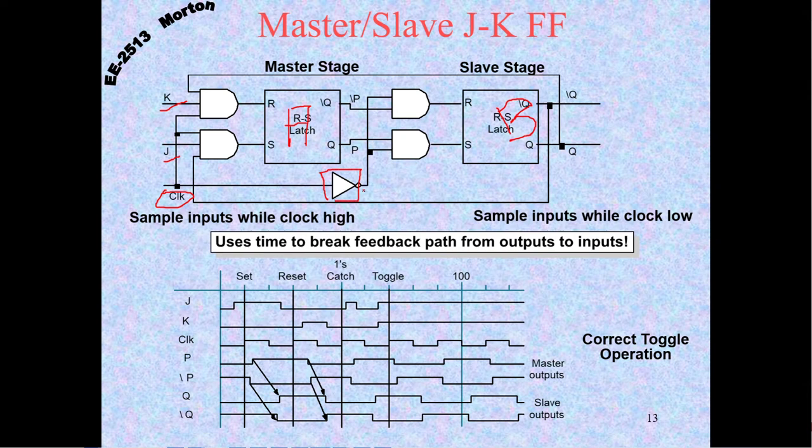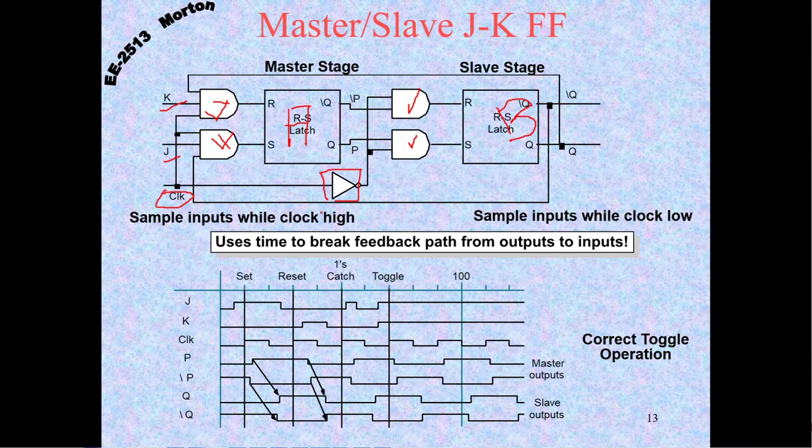So what that means is that at any given time, the set of these AND gates here will be enabled, because clock will be one. Or if this input clock is zero, then over here, these two AND gates will be active, and these two will not be active. They will be inactive.